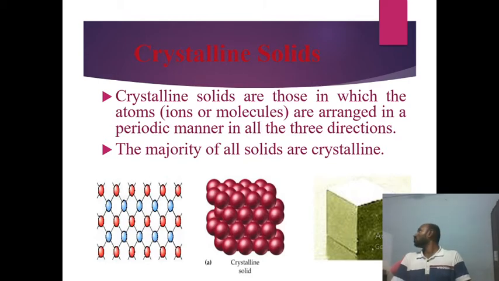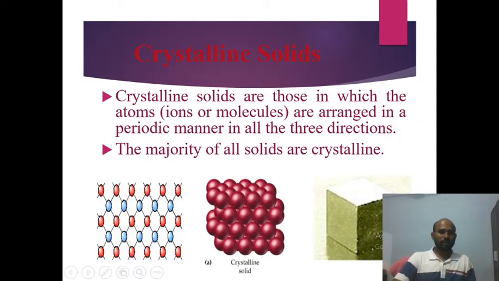In three directions, the atoms in crystalline solids are arranged in a periodic manner. Next, we look here: the majority of all solids are crystalline. Look here, this is the crystalline solid, a regular periodic arrangement of atoms. They form very close together, and sharp edges are available in the crystalline solid.